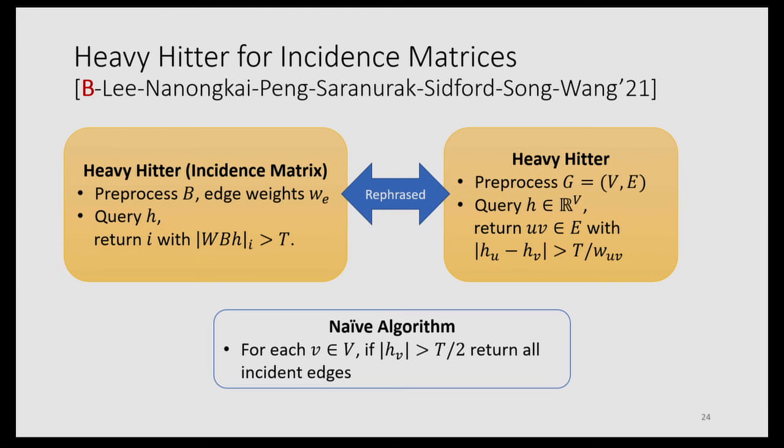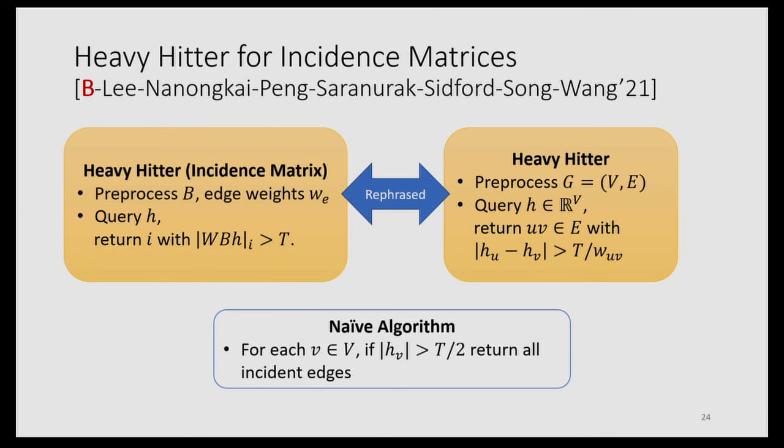I don't have weights. Asking, is the difference larger than t? I could ask something like, is any one of the two endpoints larger than t over 2? If one of the endpoints is larger than t over 2, then maybe the difference could have been larger than t. But again, I might be returning too many entries. It could be that the two endpoints are both larger than t over 2, but the difference just happens to be 0. So this algorithm doesn't work, but on expanders it works.